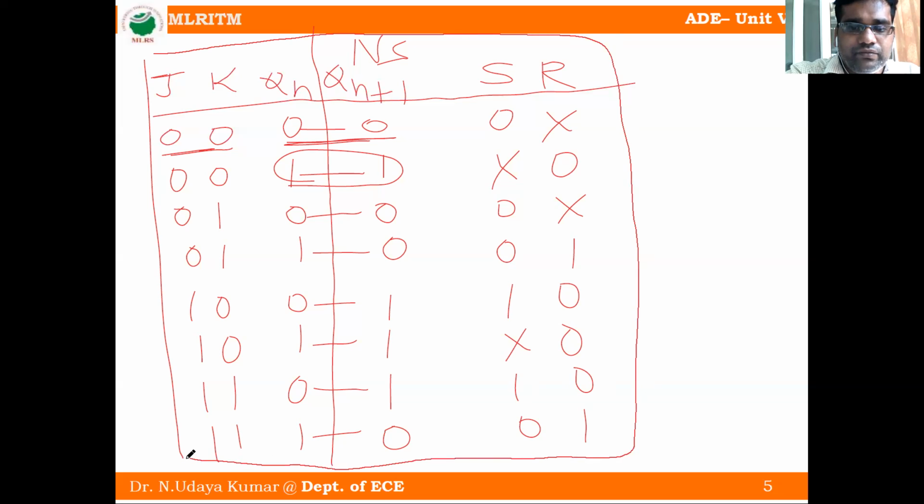Okay, this one. Now we will find the K-map for S and R. So that means it is a 3 variable K-map, because J, K and Qn are the 3 variables, so we will use a 3 variable K-map. Okay. Now I draw the 3 variable K-map. So this one is the 3 variable K-map.